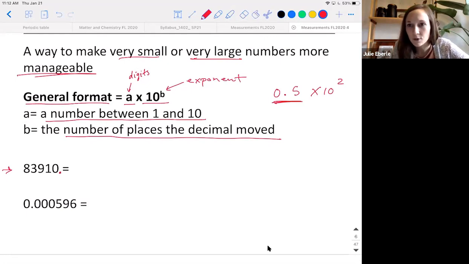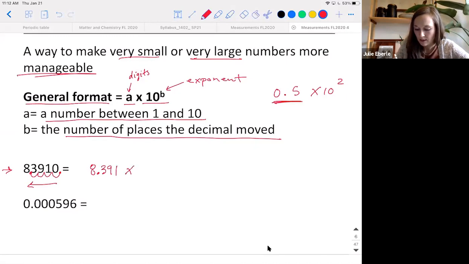So if I'm gonna convert this to scientific notation, I have to make it a number between 1 and 10. So I have to move the decimal. So go ahead and do that. Where would we move the decimal to? Behind the 8? Yes, behind the 8. So I'm gonna move it 1, 2, 3, 4 places to the left. Now I have a number 8.391 times, we gotta finish out writing the format, times 10, and B is the number of the places that the decimal moved, and it moved 4 places to the left. So I'm gonna write a positive 4 as my exponent.